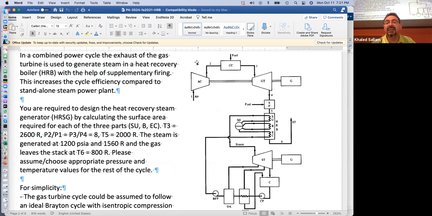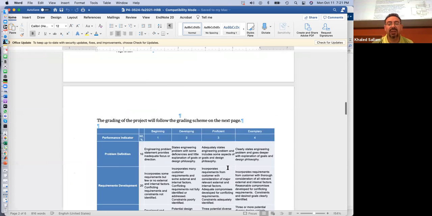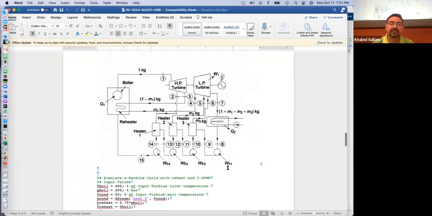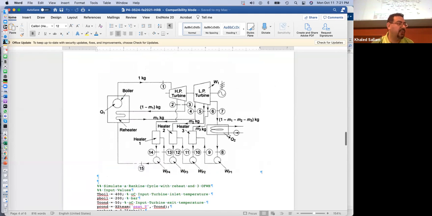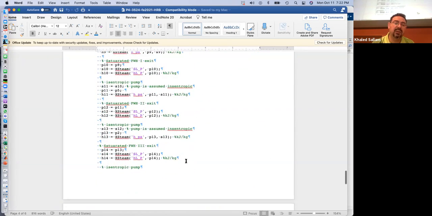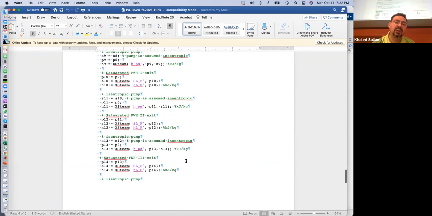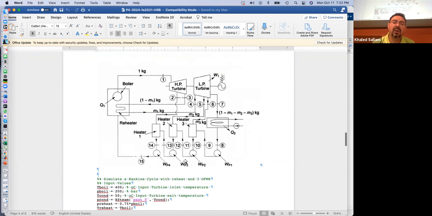So when you put a gas turbine power plant on top of a Rankine cycle, this is called combined cycle. Okay, and this Rankine cycle by itself, no matter how many feed water heaters you add, I mean here, this was, as you know, the final last year. I gave them this and I told them to write the code for it. That is a solution. So this is a simulation for this cycle.